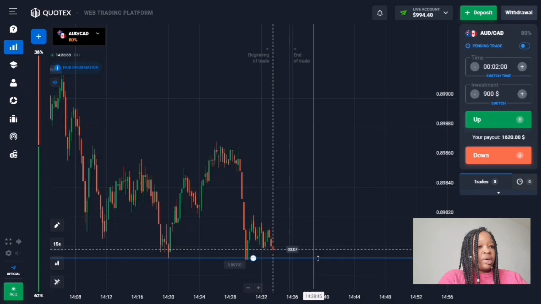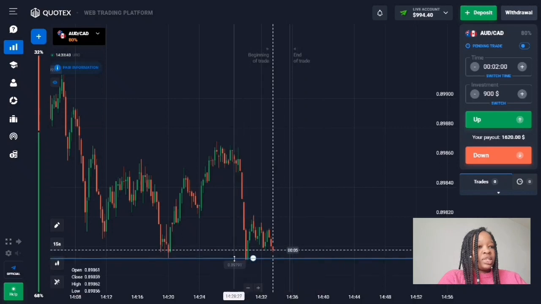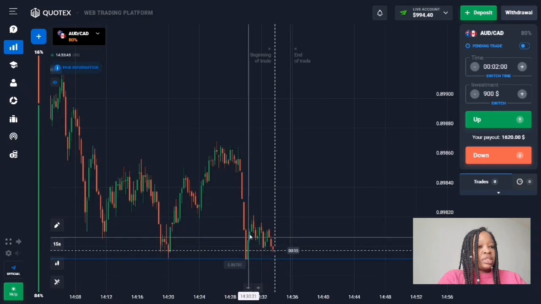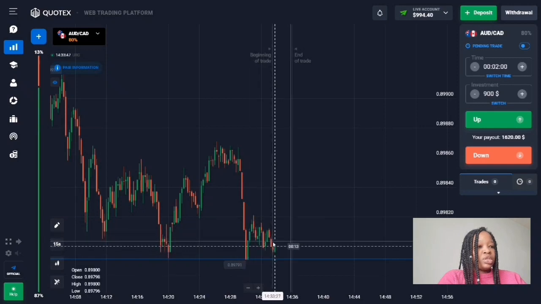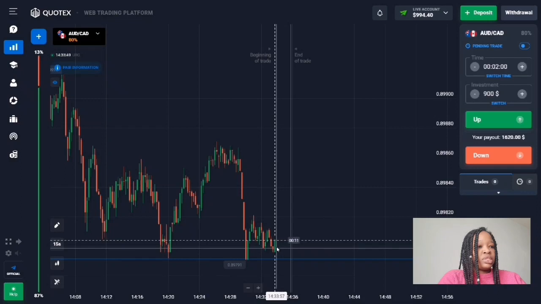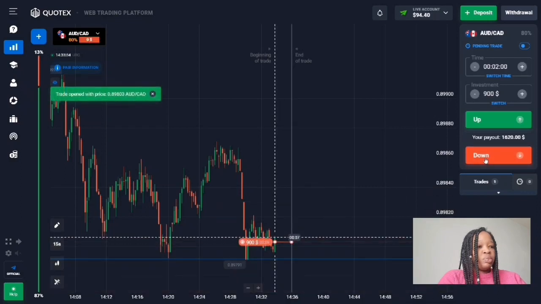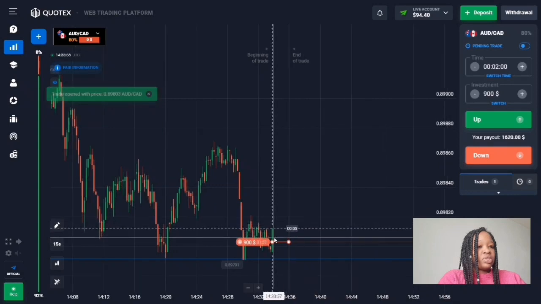So this is a level of support and there has been a very steady down trade. Price pulled back up and then price is in the range and it's now trending towards the level and it is squeezing this level. So I'll enter the market with a down trade for 2 minutes and wait for the results of this trade.